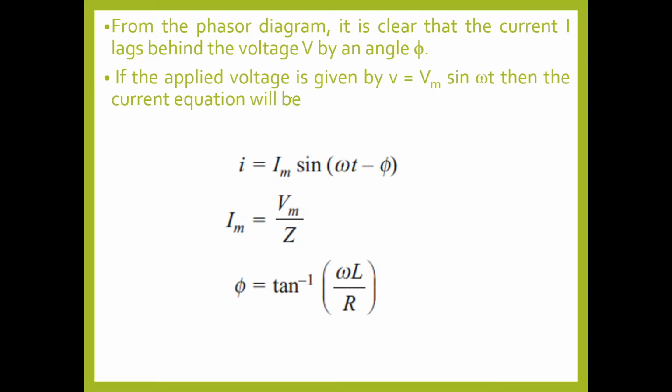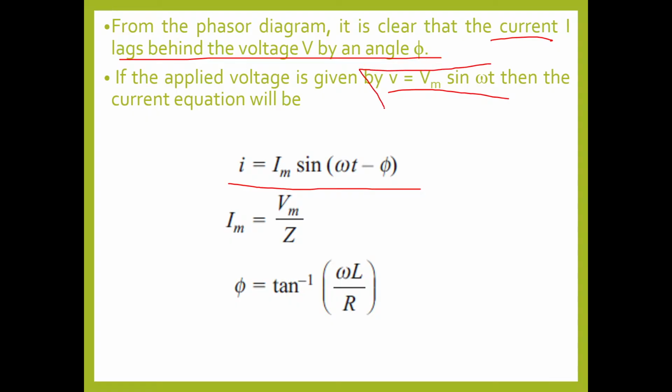So here, what to say, the current. Okay, the voltage equation is V equal to Vm sin omega t, and in an inductive circuit, as I have already told you, the current will lag the voltage by an angle of phi. Since I is lagging voltage by an angle of phi, I can write I equal to Im sin(omega t minus phi), where Im is nothing but Vm by Z, and phi equal to tan inverse of omega L by R.